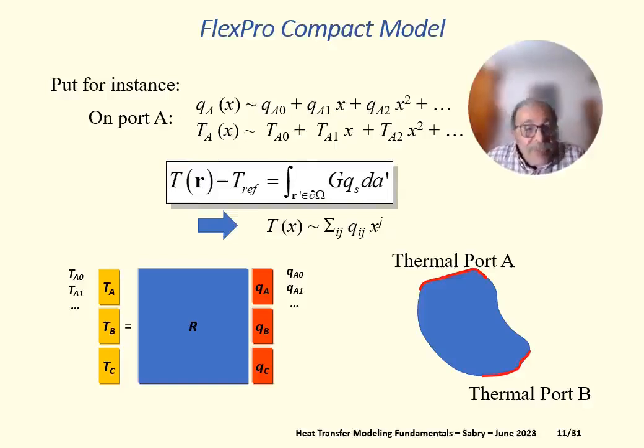And how do I obtain this matrix? I just substitute the developments and perform the integration over the known function G. This will give me the matrix.